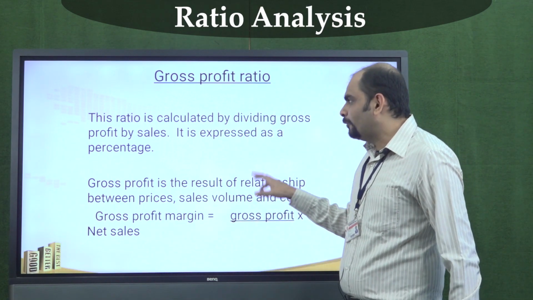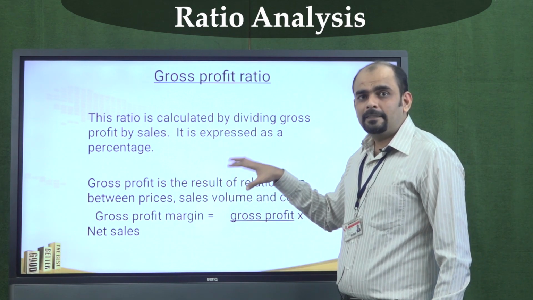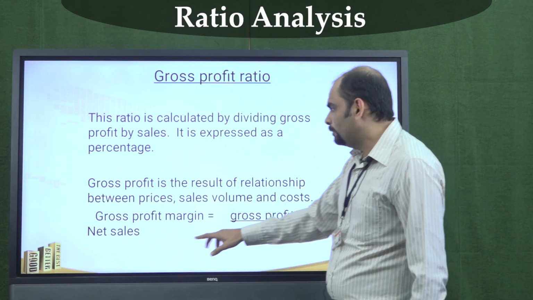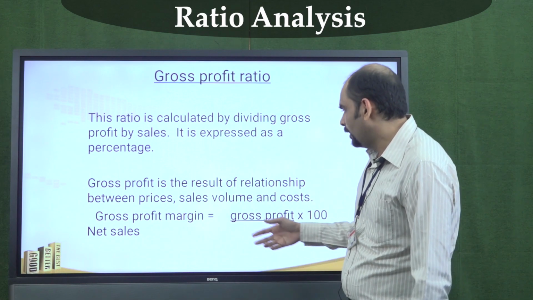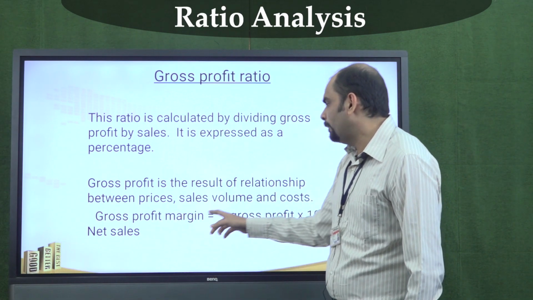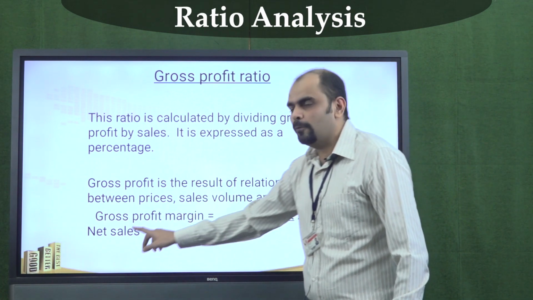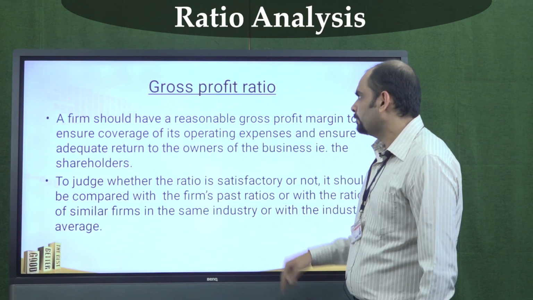Sorry for the change in the formatting because of the change in the PC. There is always going to be some formatting that changes. So anyways, the formula is gross profit margin is equal to gross profit upon net sales into 100.